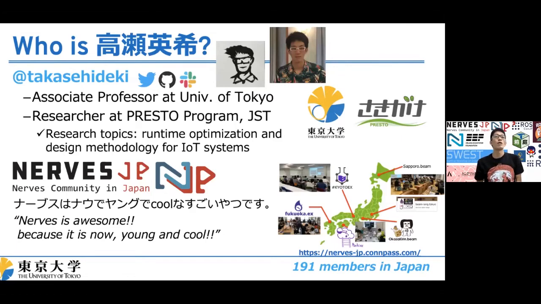Let me introduce myself. My name is Hideki Takase, but my account on Twitter, GitHub, and Slack workspace is Takase Hideki. It is my name in Japanese order. So I am an associate professor at the Kyoto University, the University of Tokyo, and researcher at the postdoc program JST. And also I am one of the co-leader of NervesJP. NervesJP is a user and developer community of Nerves in Japan.